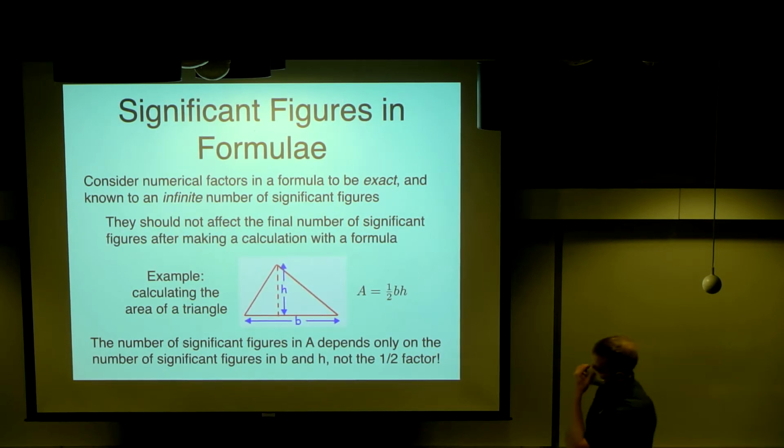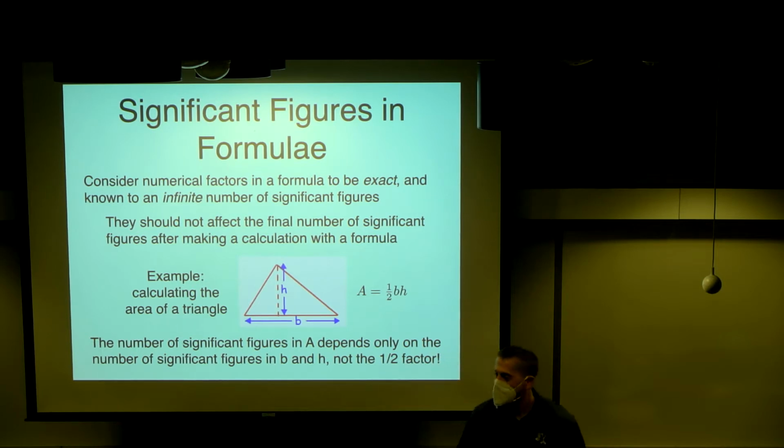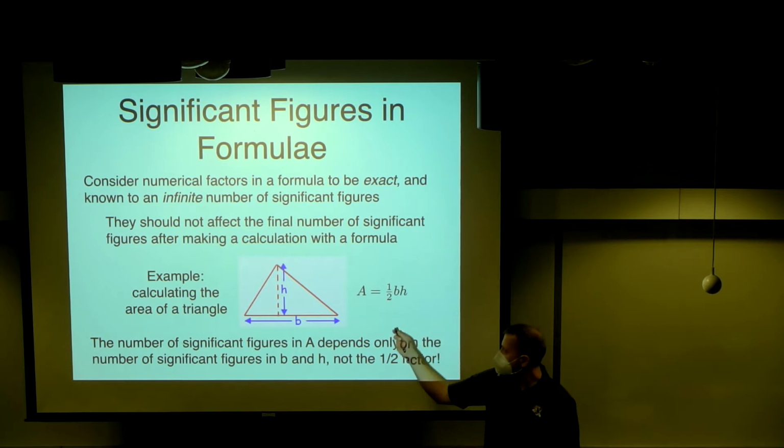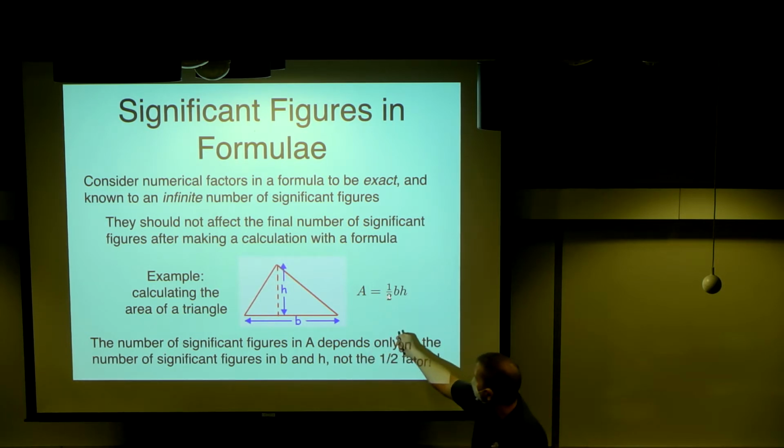The other thing to mention here is that sometimes you're going to have a formula that you're plugging numbers into. For example, I'm showing here a triangle that has a certain base and a certain height, and we know the formula to calculate the area. It's 1/2 base times height, okay? Now you might just look at this and say, well, there's like a 2 here. And normally, if you just see the number 2, how many sig figs would you say it has? Kind of looks like it just has 1 sig fig, right? That's not how we want to treat it here, though.